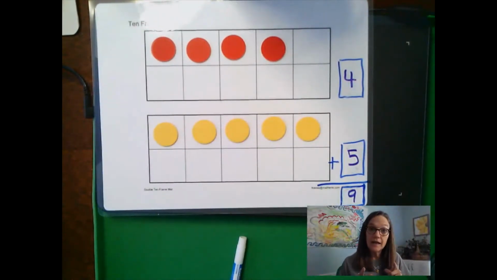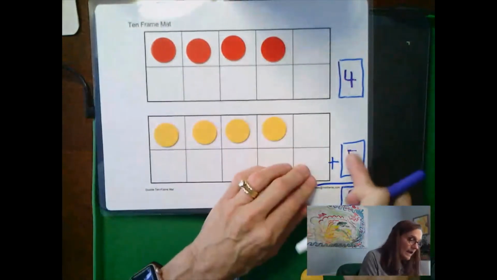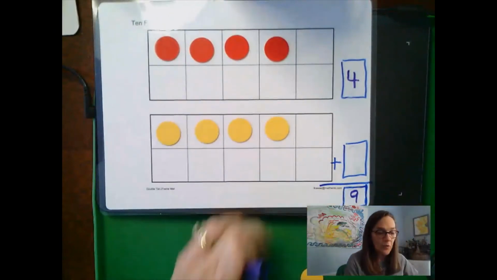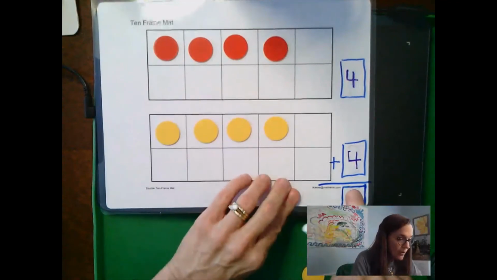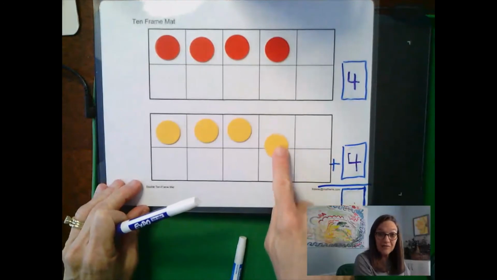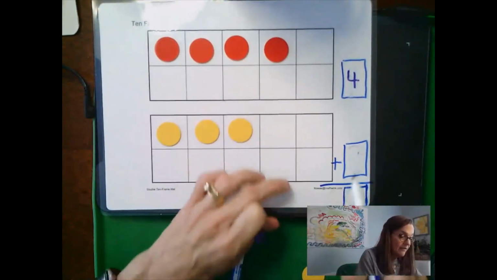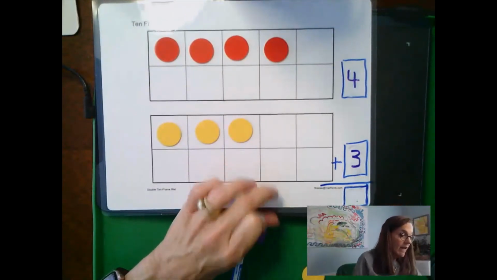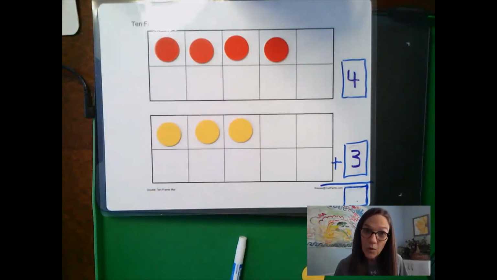And let's look at a near double going backwards. If we had 4 here, and we had 4 here, how many would we have? We would have 8. But if I take one away from our double, I don't have a double anymore. I've got a 3 down here. And if 4 plus 4 is 8 and I took one away, then 4 plus 3 is 7, because I took one away from 8.